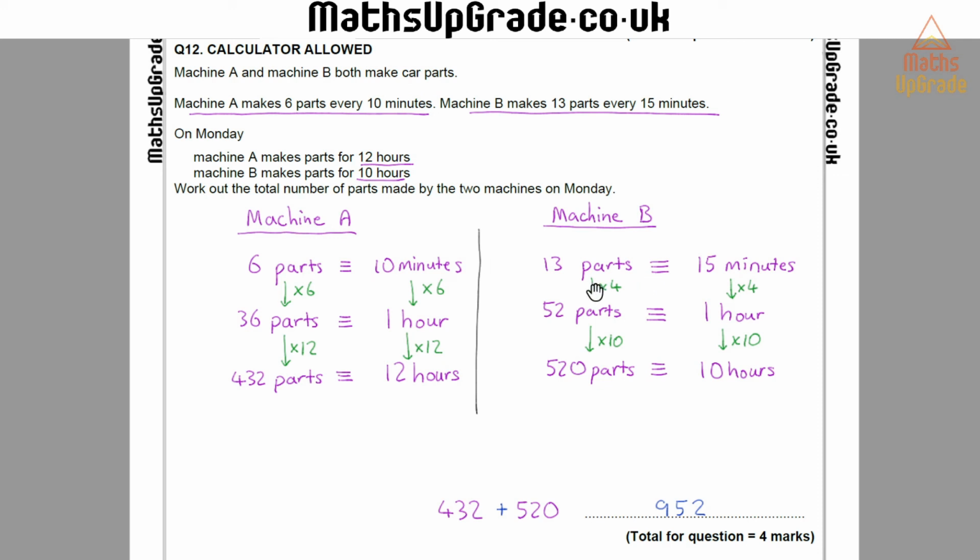Machine B, I'm going to do a similar thing. I'm writing 13 parts is equivalent to 15 minutes. To get it into 1 hour, well, 15 minutes is a quarter of an hour, so times it by 4 to get to 1 hour. That's 60 minutes. So 52 parts is equivalent to 1 hour. Times both sides by 10 to work out the number of parts you make in 10 hours. That gives me 520 parts. If I then add these 2 together, that'll give me the total number of parts, which is 952 for 4 marks.